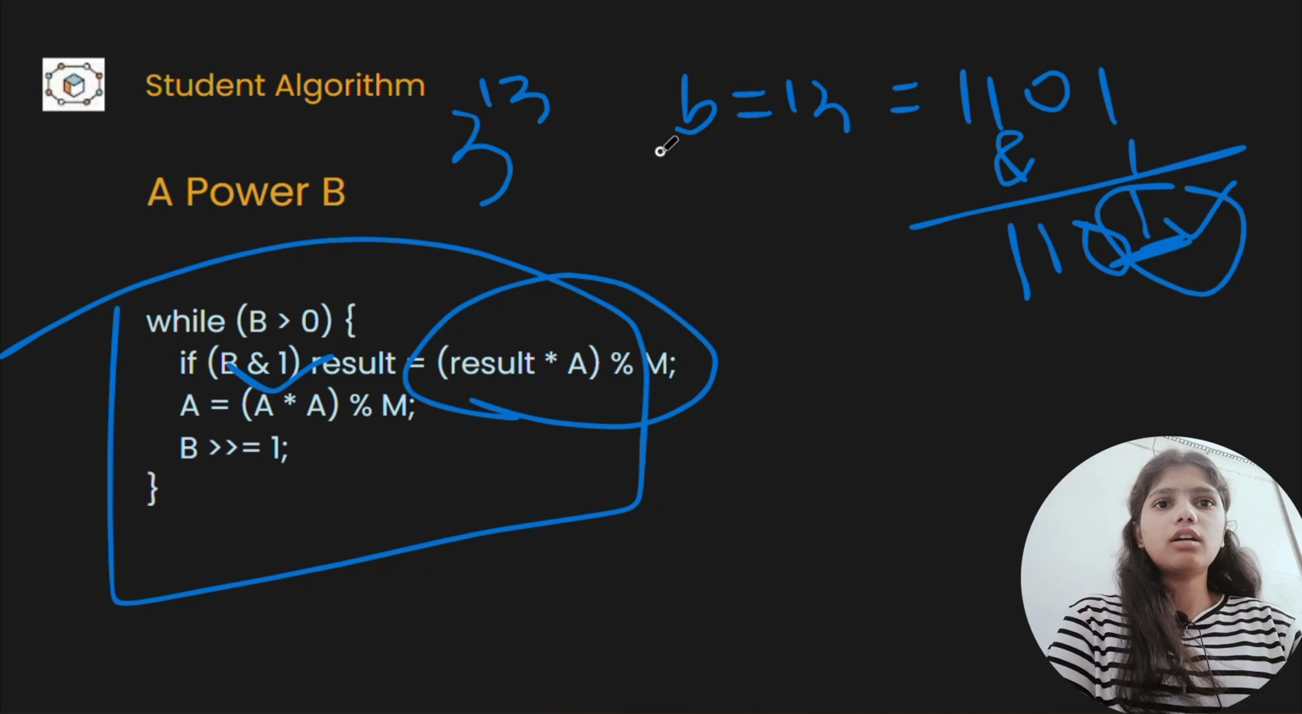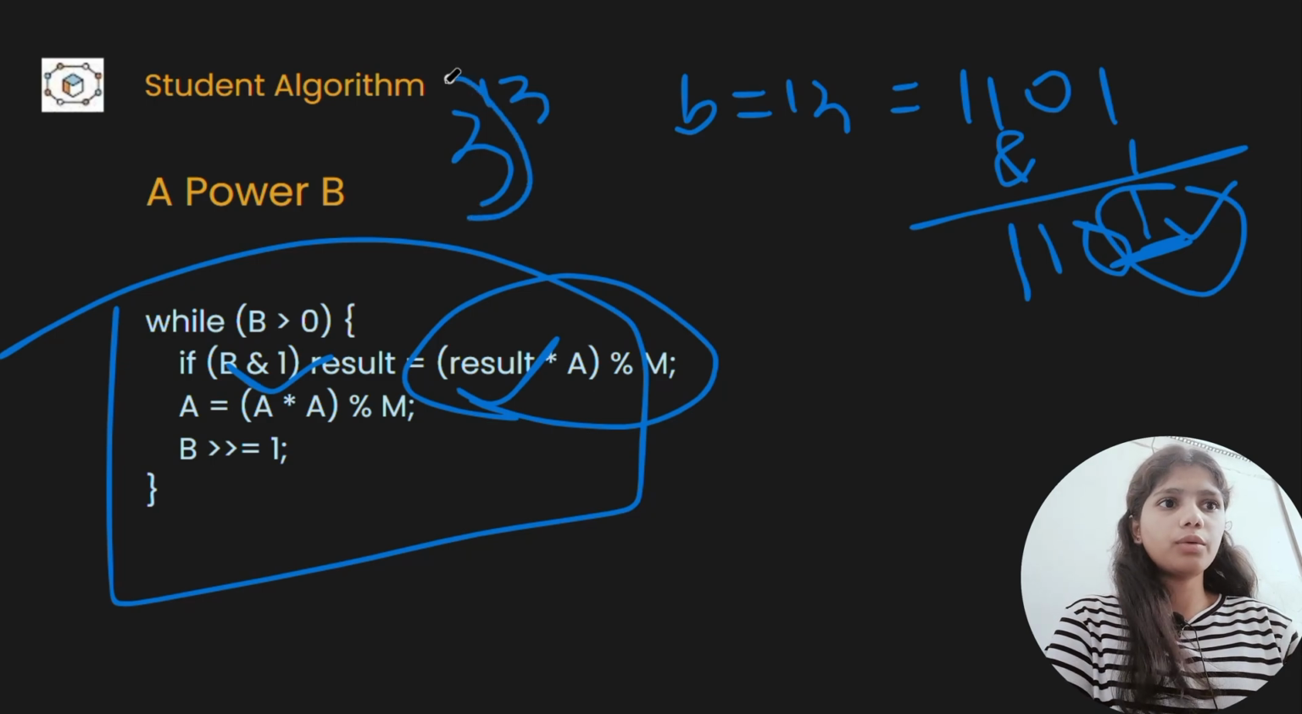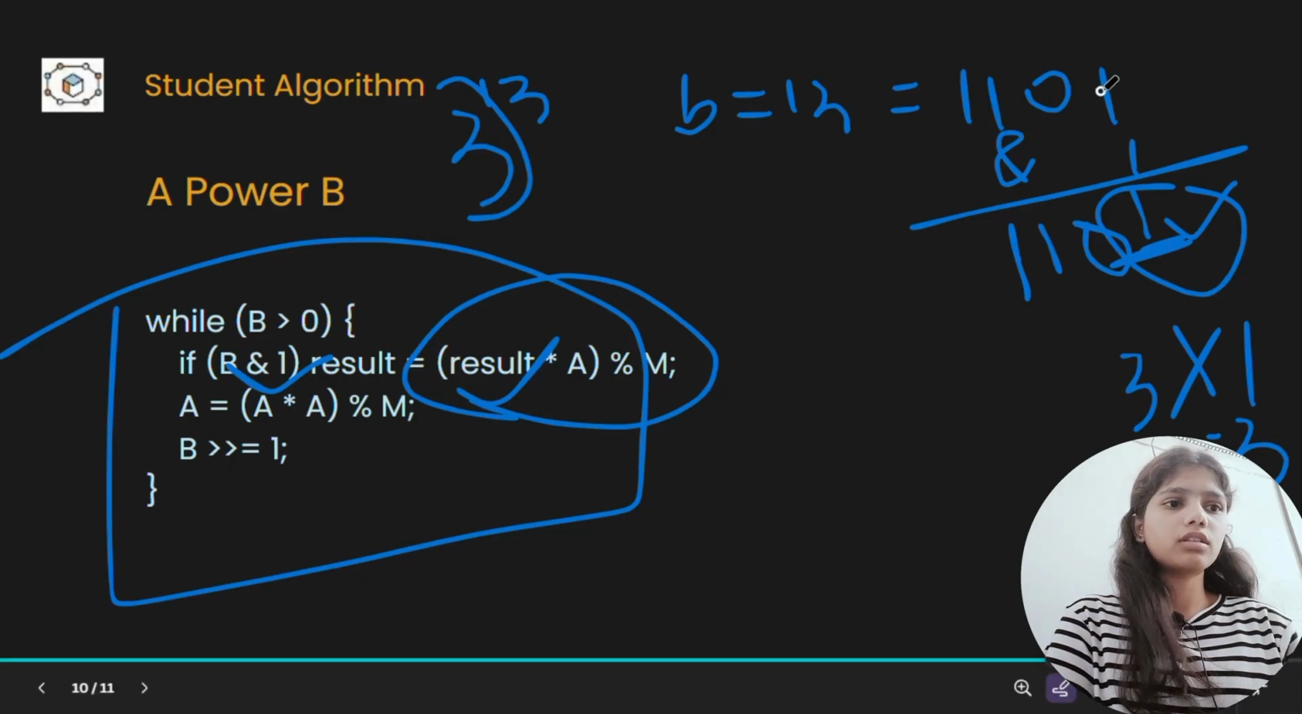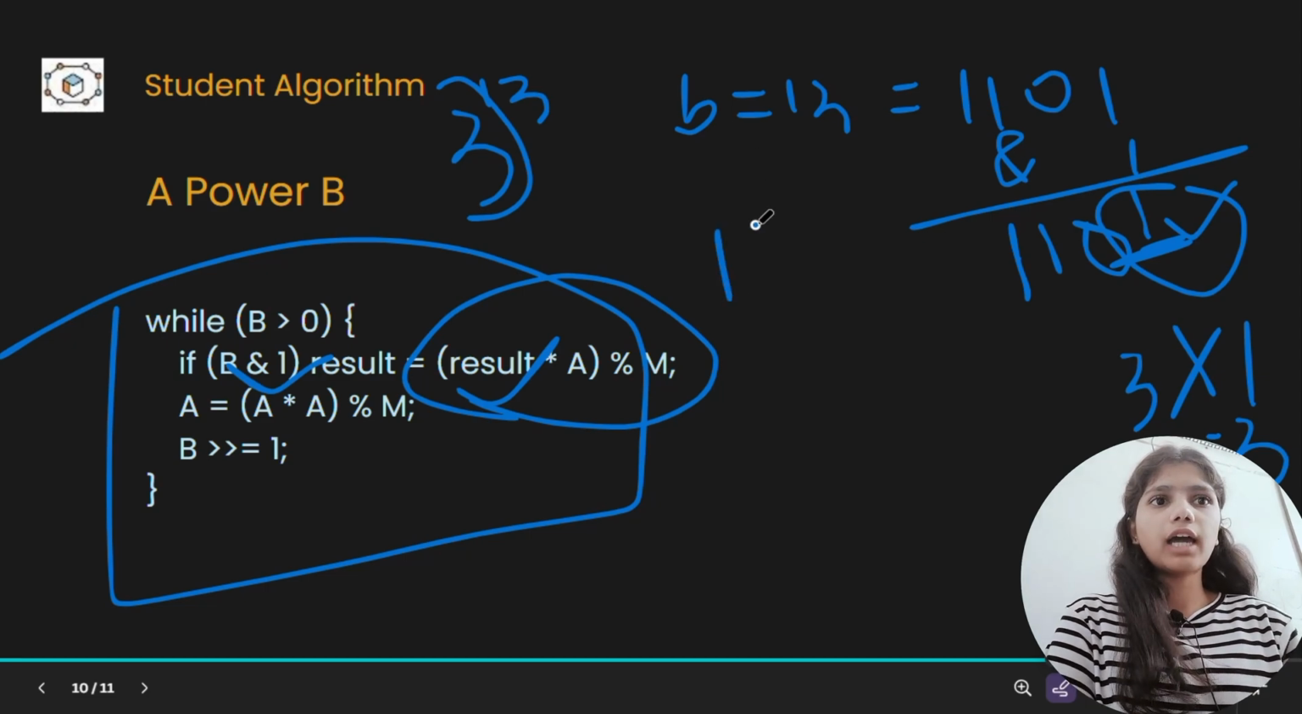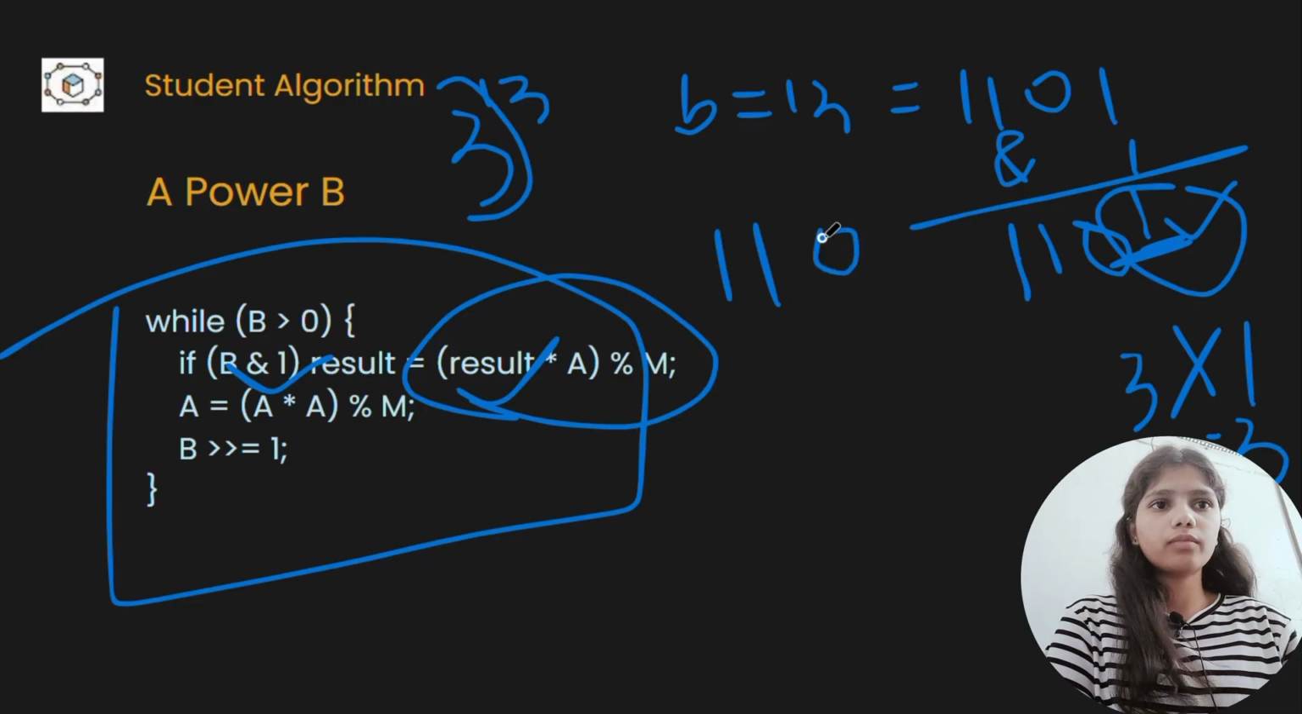Firstly the result will be 1 and A will be 3. So what I will be doing is result into A. Result is 1 and A is 3, so that will be equal to 3, right? In the next loop, B is shifted to the right. So now B becomes 110 as it is shifted right. After that, I will be checking B AND 1, 110 AND 1. It is equal to 0, right?